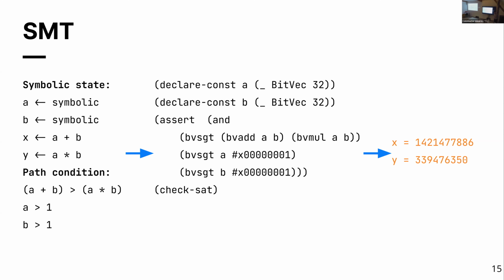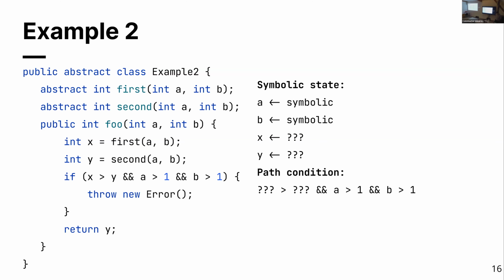And in this case, we can see that the solver can solve this formula and give us the model. Model for this, yeah, I think this should be A and B. I just confused the names of the variables. So if we put A equal to this first number and B equal to the second number, our program will throw an exception because there was an integer overflow. So using this SMT formula and SMT solver, we can use our symbolic states to compute some properties of a program.